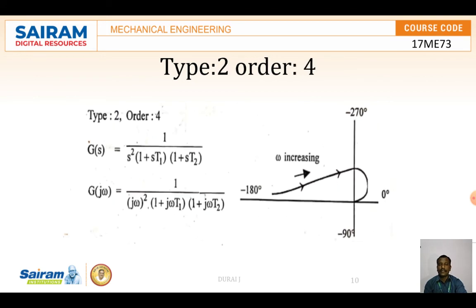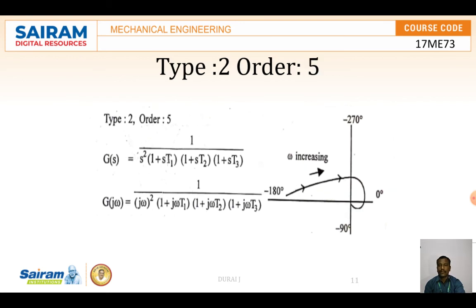Then comes the type 2, order 4. So here you can see s square, s into s, then (1 + sT1)(1 + sT2). That is why it is order 4. So for G(s), if you see the plot, it starts from here and ends in this one. Okay, this is order 4. Type 2, order 5. So here also s square into (1 + sT1)(1 + sT2)(1 + sT3), so that is 5 orders, so it is said to be order 5.